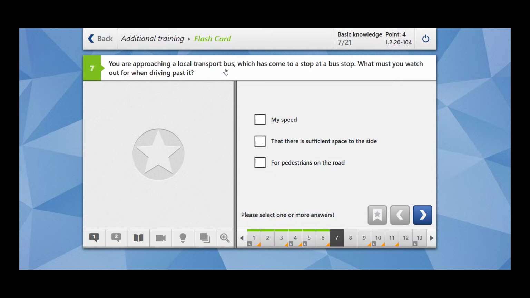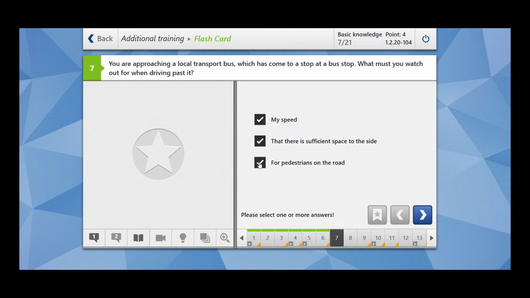You are approaching a local transport bus which has come to a stop at a bus stop. What must you watch out for when driving past it? So there is a bus that has come to a stop at a bus stop. What do you need to watch out for? Your speed, of course. You have to pass the bus at walking speed. That there is sufficient space to the side, this is also correct. You have to maintain sufficient space to the side from the bus.